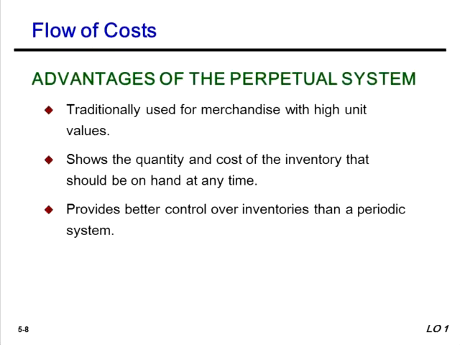Alright, now advantages of the perpetual system. It was traditionally used for merchandise with high unit values. That was before computerization. It shows the quantity and cost of the inventory that should be on hand at any time, so it is now used for products that are mass produced, and it provides better control over inventories than a periodic system. Inventories represent a major commitment of funds, so it is wise to make sure that the business has what they need based on customer demand and in the amounts that the customer may purchase it. There may be some items that customers are not buying, and it would make sense to discontinue those.